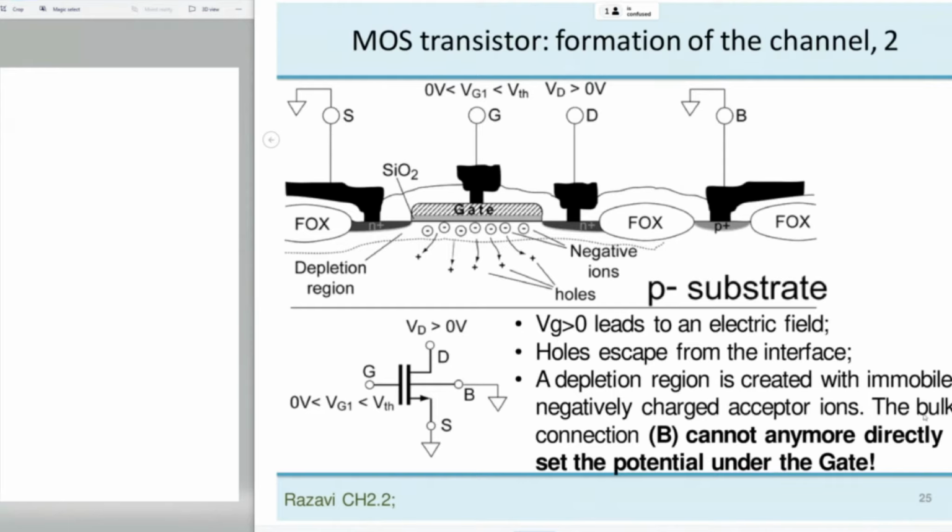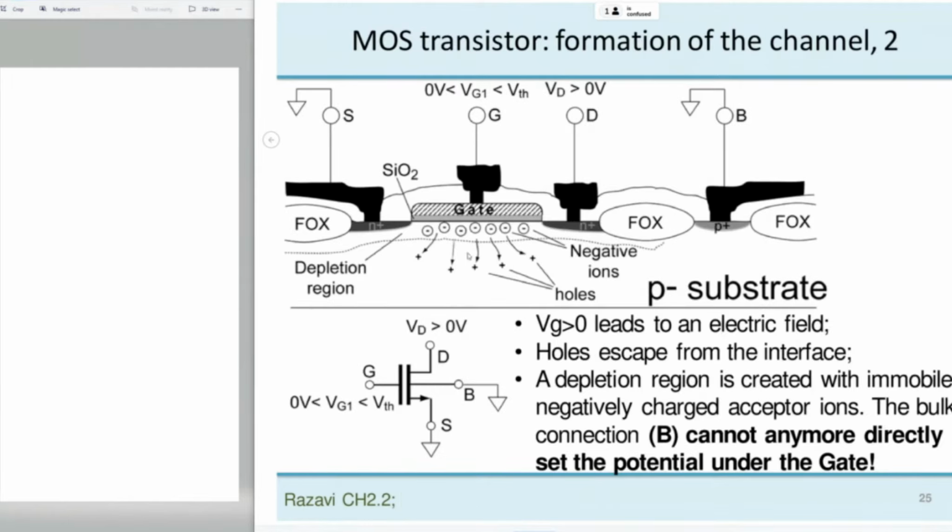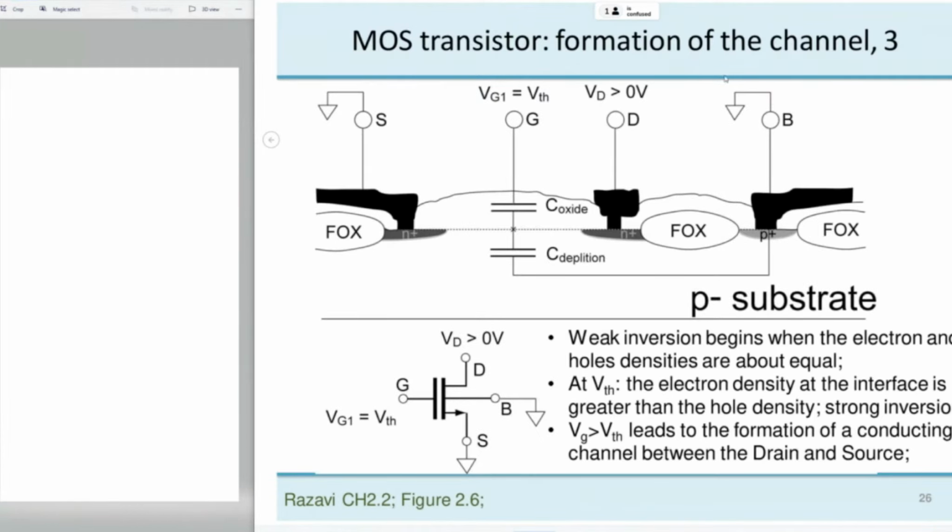Something interesting here: the bulk, through this connection, cannot directly set the potential under the gate anymore. If you look at this potential under the gate, it is between two capacitors in this picture. One is C oxide, through which the gate controls the interface, and the other is the depletion capacitance. This depletion area creates a depletion capacitor, controlled through the bulk. So the bulk cannot set 0 potential here, and this potential actually increases.